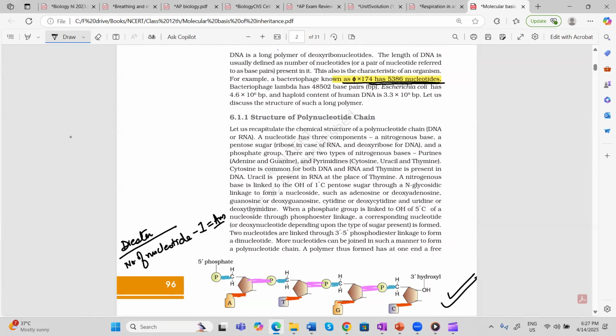So now if this many nucleotides, then what is the answer? If the number of nucleotides is 5386, then 5385. Yes, correct. How many diester bonds are present in 5174? Your answer will be 5385. Simple. Learned? Yes, ma'am.